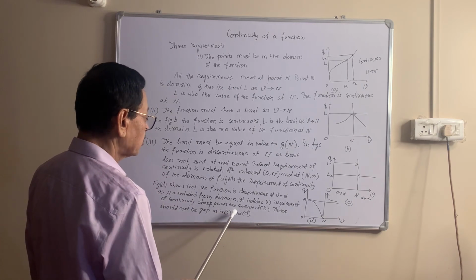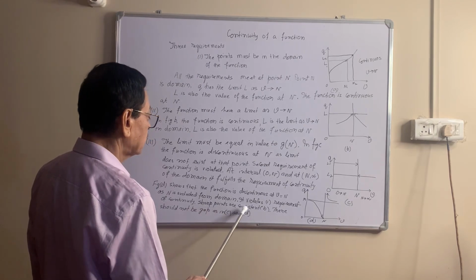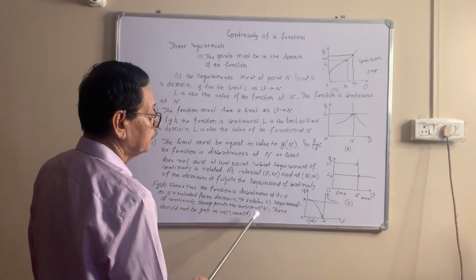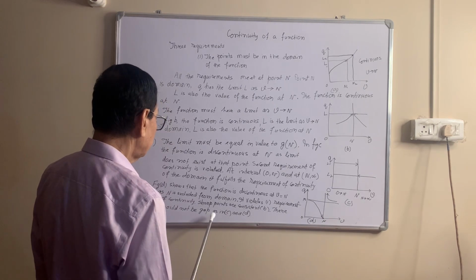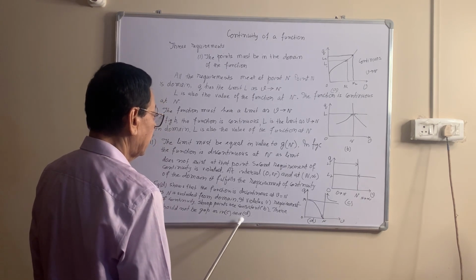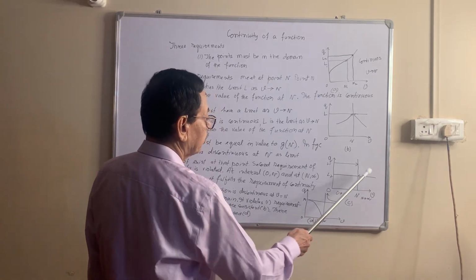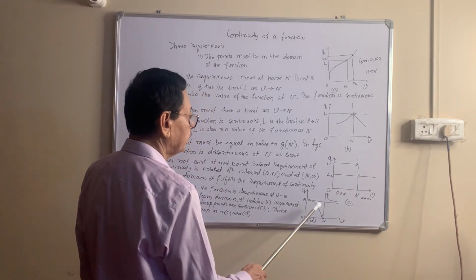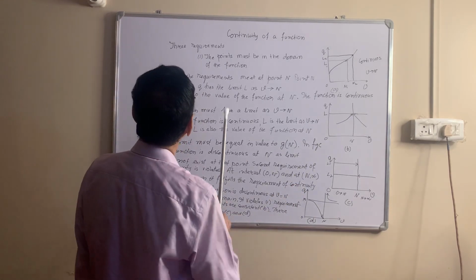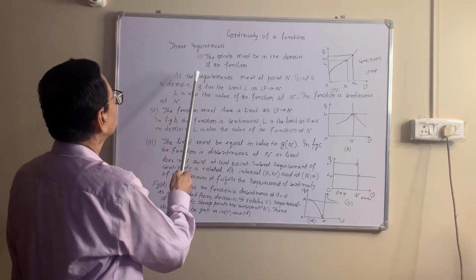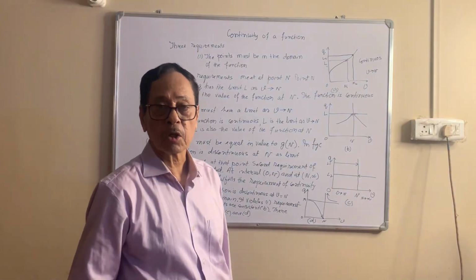The sharp points are consistent. It is said that the sharp points are consistent, as in B. There should not be a gap, as in C and D. So in C and D, there is a big gap. Here it is continuous. So this is all about the continuity of a function in short.